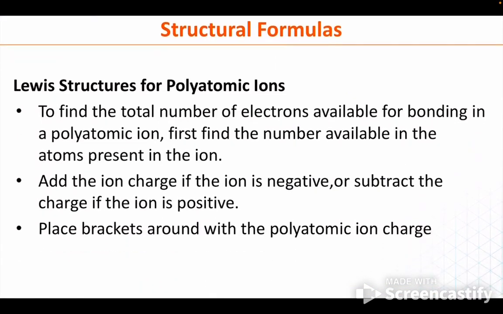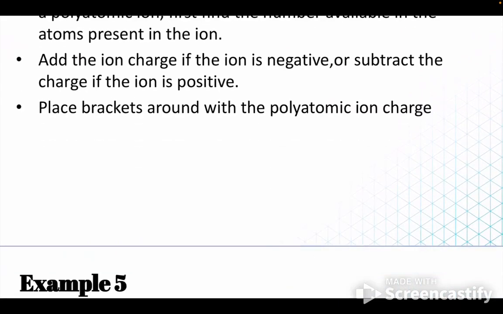Polyatomic ions: when drawing these, you still follow the same rules. The only thing is you look at the charge of the ion. If it's negative, you add that many electrons. If it's positive, you take away as many electrons as the charge. Then we also place brackets around it to differentiate it from something that's neutral.